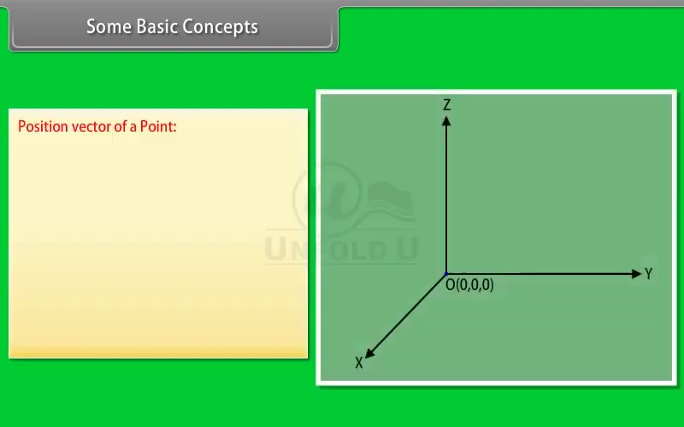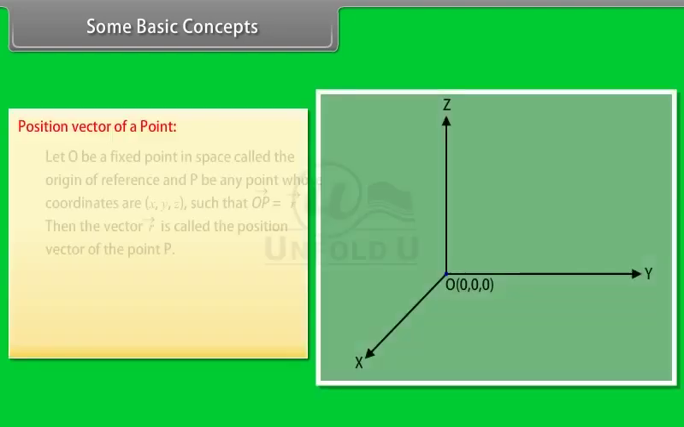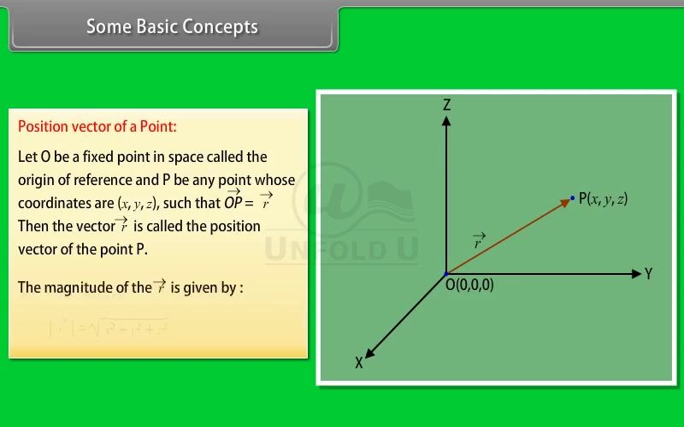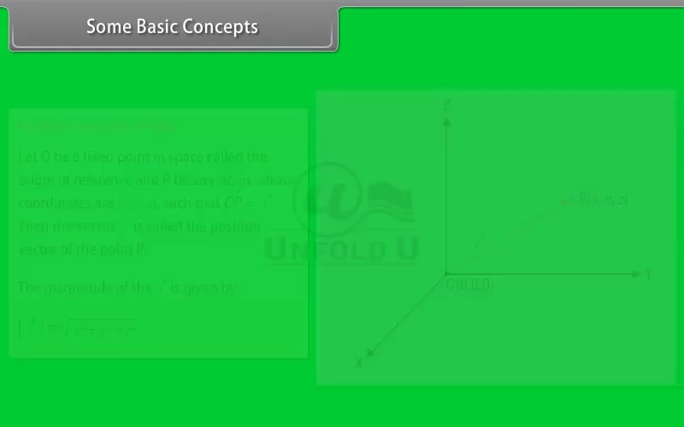Some basic concepts. Position vector of a point. Let O be a fixed point in space called the origin of reference and P be any point whose coordinates are x, y, z such that vector OP is equal to vector r. Then the vector r is called the position vector of the point P. The magnitude of the vector r is given by mod of vector r equals square root of x squared plus y squared plus z squared.